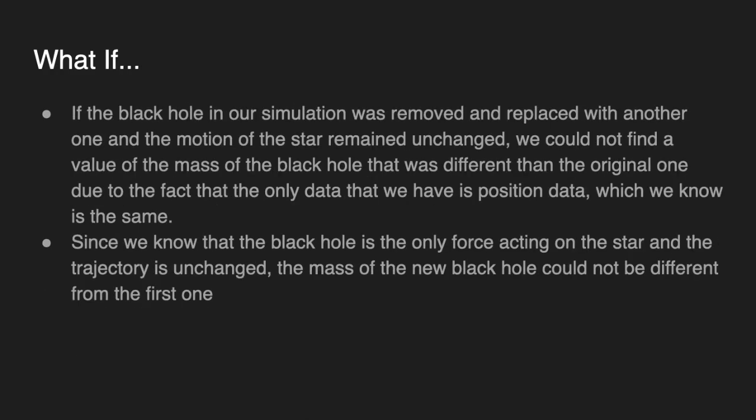If the black hole in our simulation was removed and replaced with another one, and the motion of the star remained unchanged, we could not find a value of the mass of the black hole that was different than the original one, due to the fact that the only data that we have is position data, and we know that the trajectories are the exact same. Since we know that the black hole is the only force acting on the star and the trajectory is unchanged, the mass of the new black hole cannot be different from the first one, since the trajectory is the exact same.